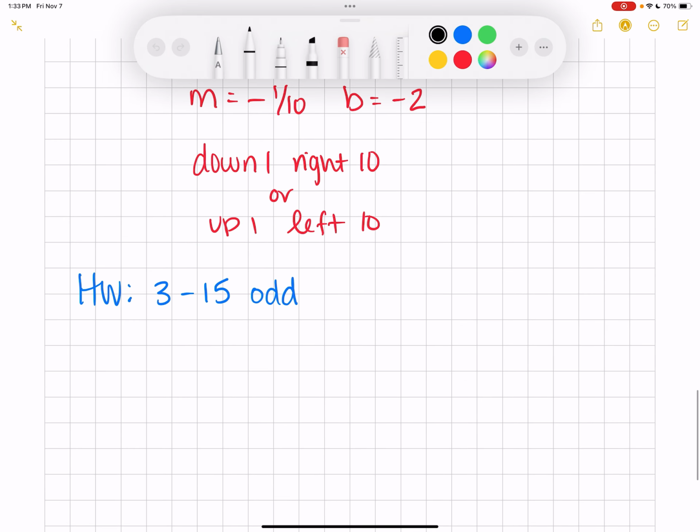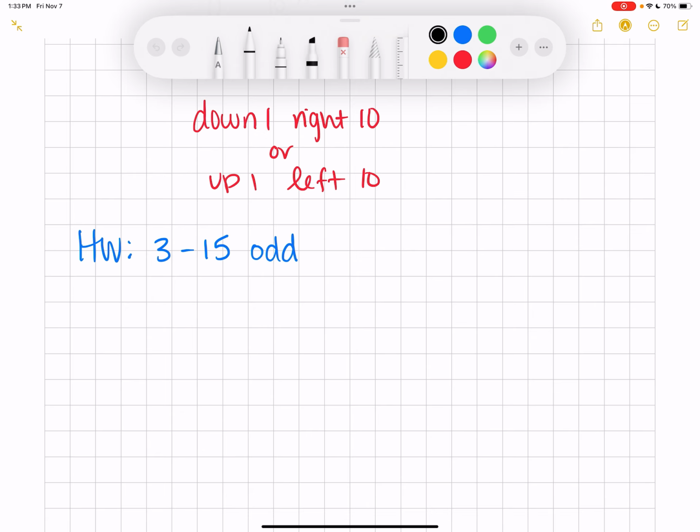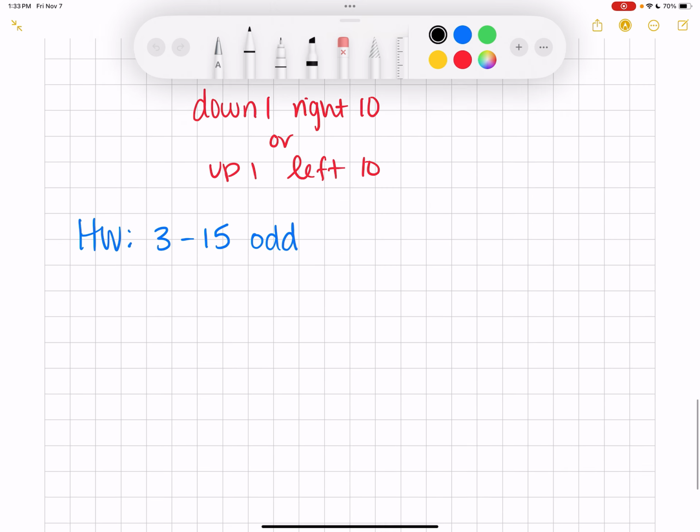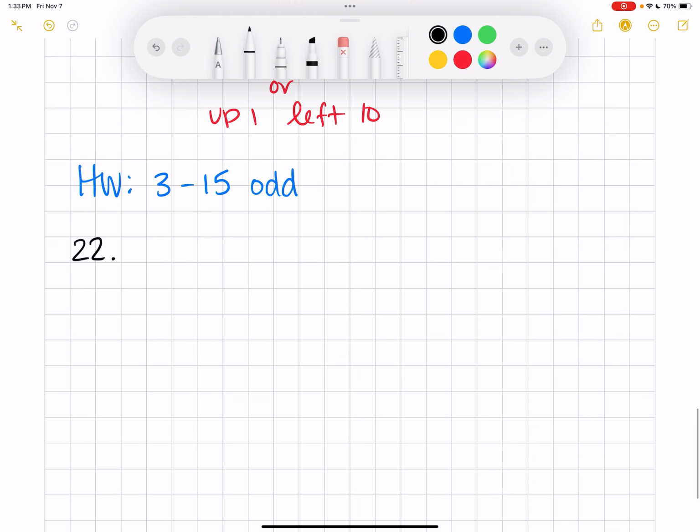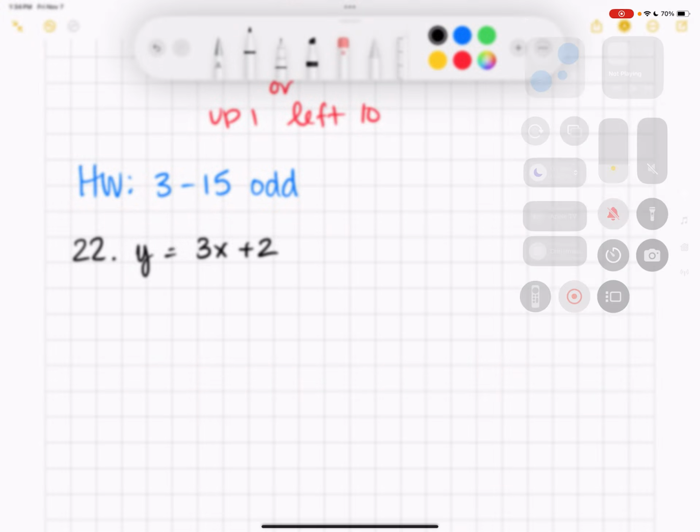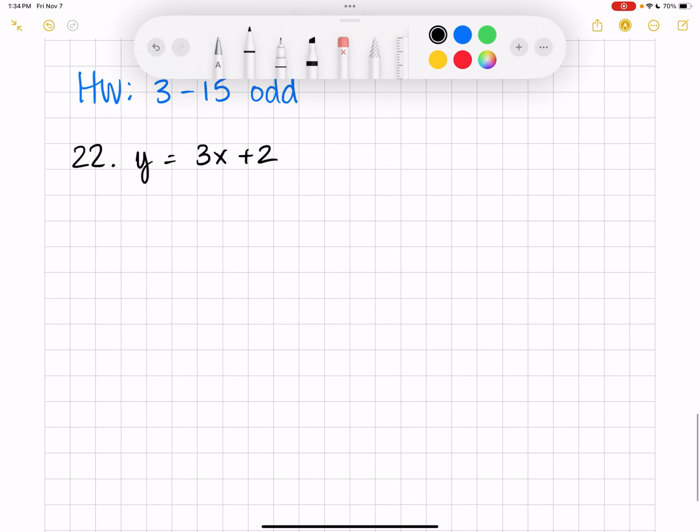All right. So yesterday we were writing equations in slope-intercept form, and then we were taking that and finding our slope and our y-intercept. But today we're going to actually be graphing equations of lines. So we're going to start with 22. Y equals 3x plus 2. So we can actually see it. All right. So this one is already written in y equals mx plus b.